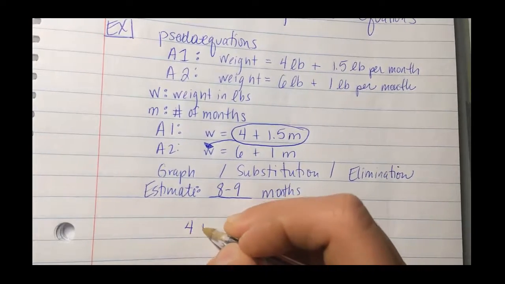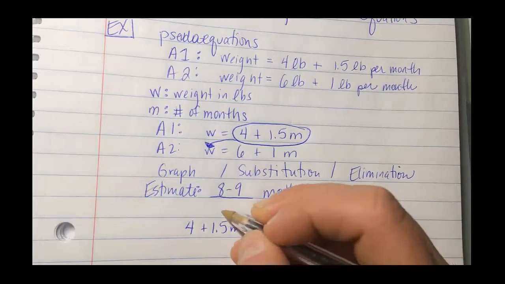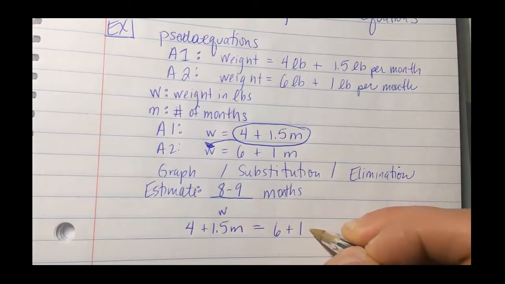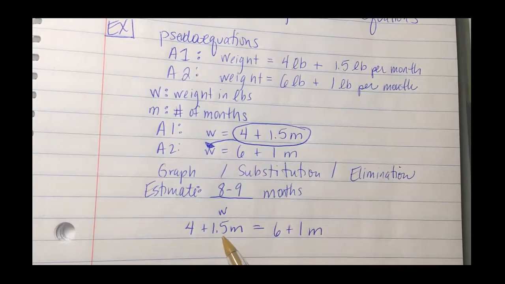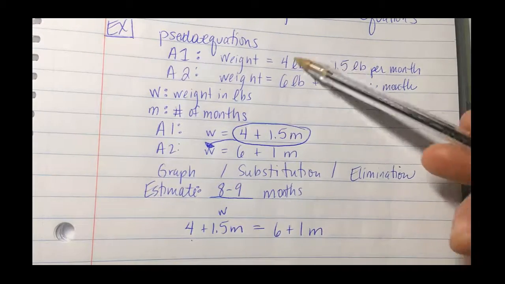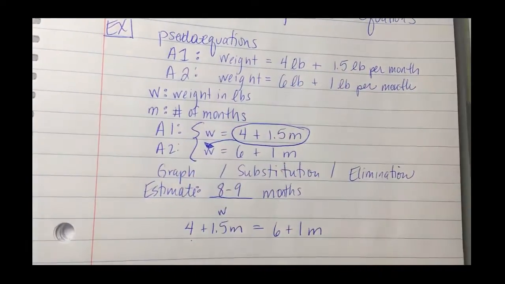So I've got 4 plus 1.5m equals 6 plus 1m, in the place of the w. So all I did was substitute in the place for the w there. And now I'm going to let you go ahead and solve that. Once you find the m, you could also find the w. I think setting up and writing the actual system of equations, like we did right here, is the hardest part.